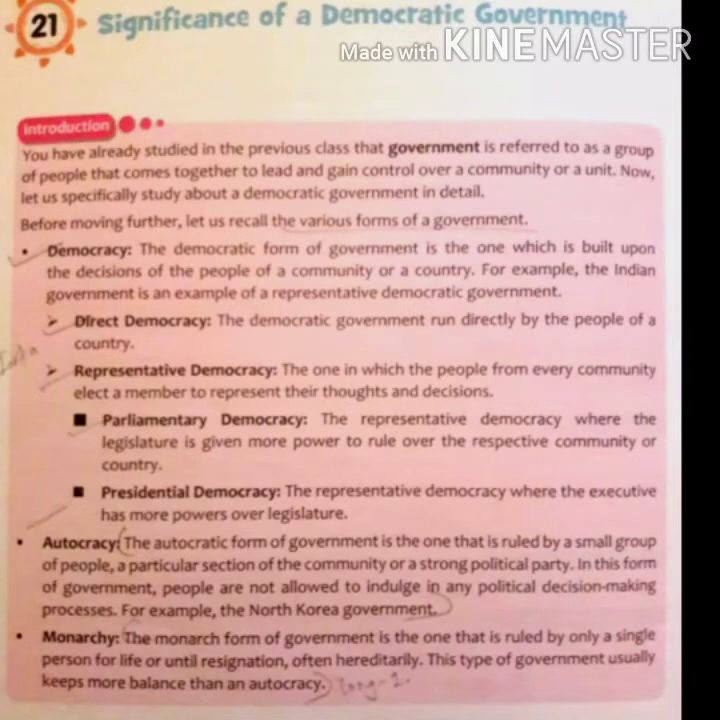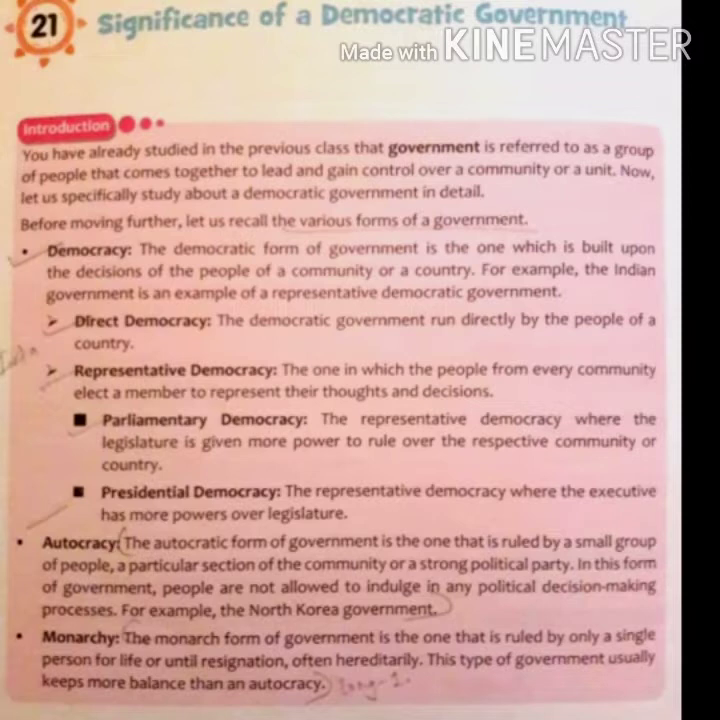So today we'll start a new chapter of civics, that is the significance of a democratic government. So students, let's start our chapter with the introduction. Significance of a democratic government. What is the meaning of significance? Significance means importance. So in this chapter we'll come to know about the importance of democratic government, why democratic government is important. But before that, let's revise some topics. Hope you have learned these topics in your previous class also, but then also we'll revise.